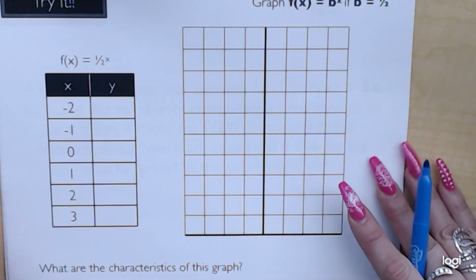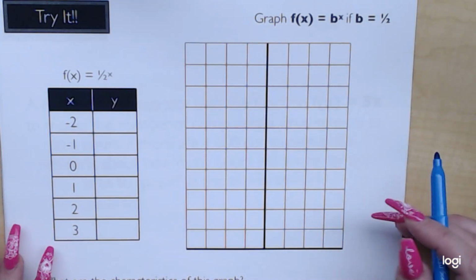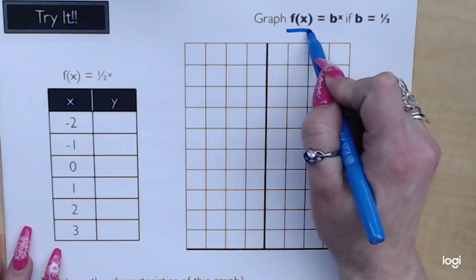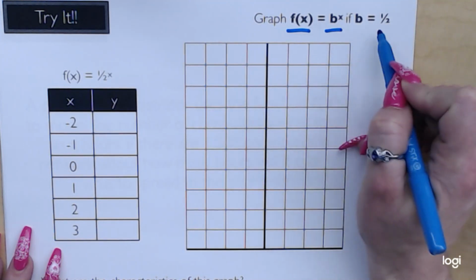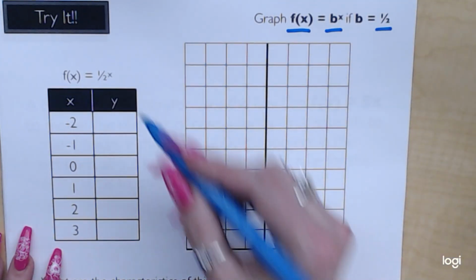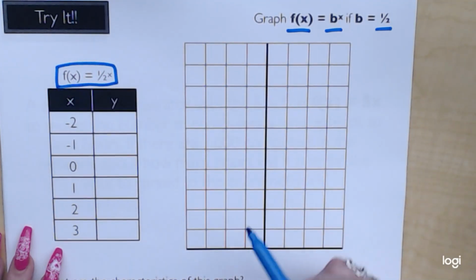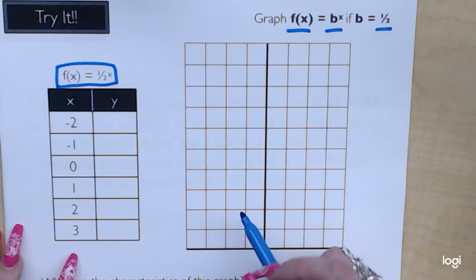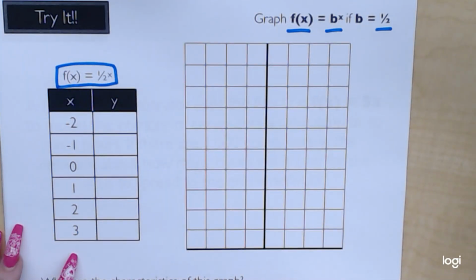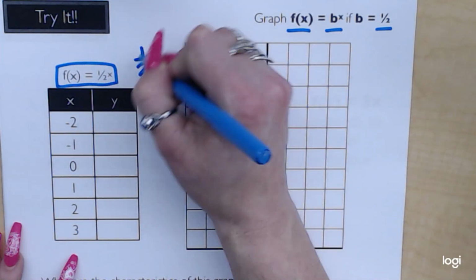Okay, so now it's your turn. You're going to graph this function, f of x equals b to the power of x, and b equals 1/2. So you can see here that that's been filled in for you. It's 1/2 is your base number, and you're taking that to the power of x. So let's first look at what that would look like.